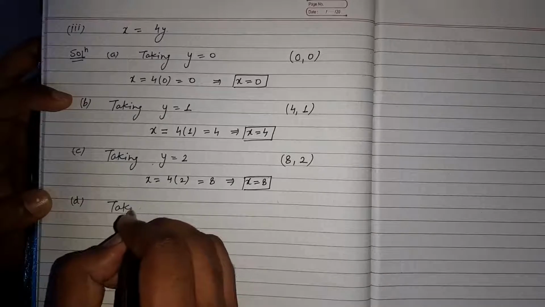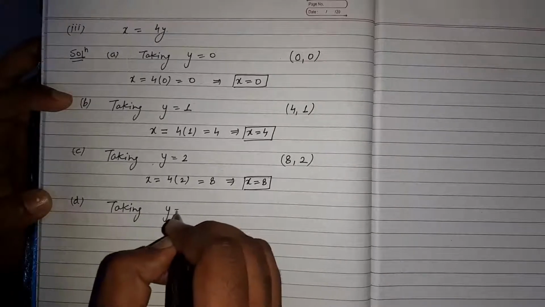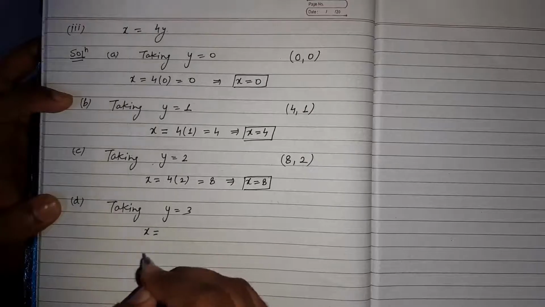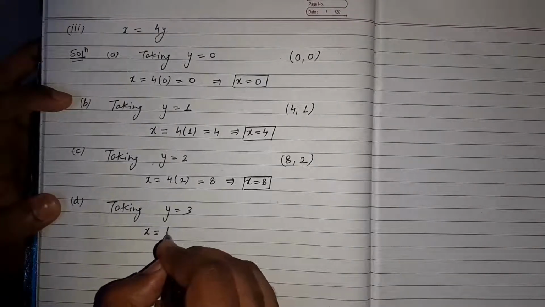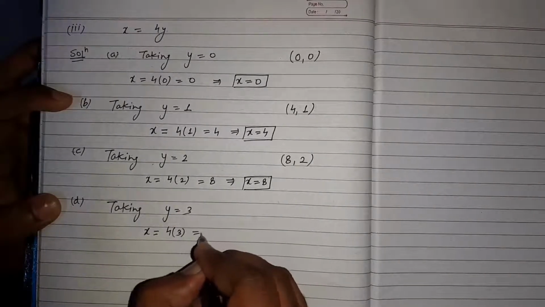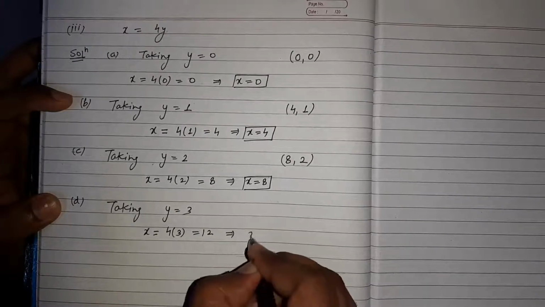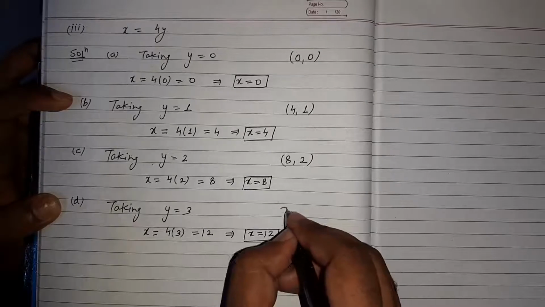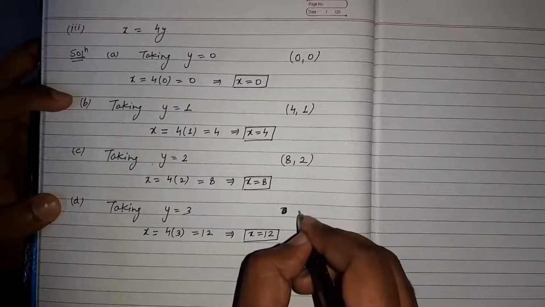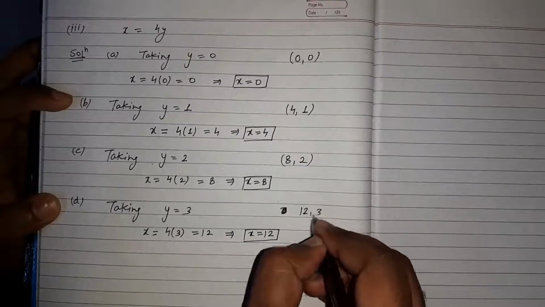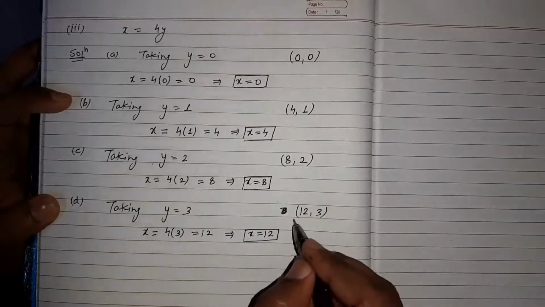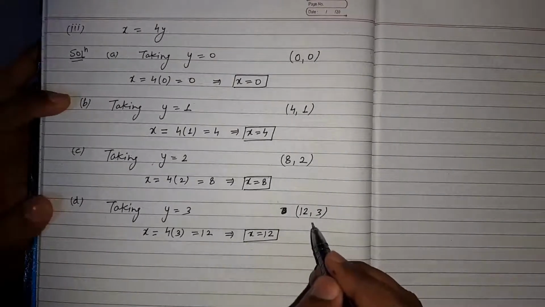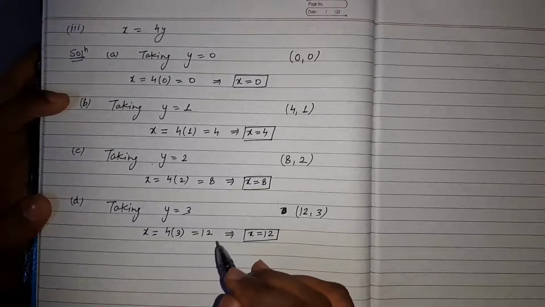Now we will take the value y is equal to 3, so the value of x will be x is equal to 4 multiply 3, means 12. So value of x we have got is 12. So the fourth solution will be, sorry, the fourth solution will be 12 comma 3, means value of x is equal to 12 and value of y is equal to 3. Okay, so I think this is clear to all of you.